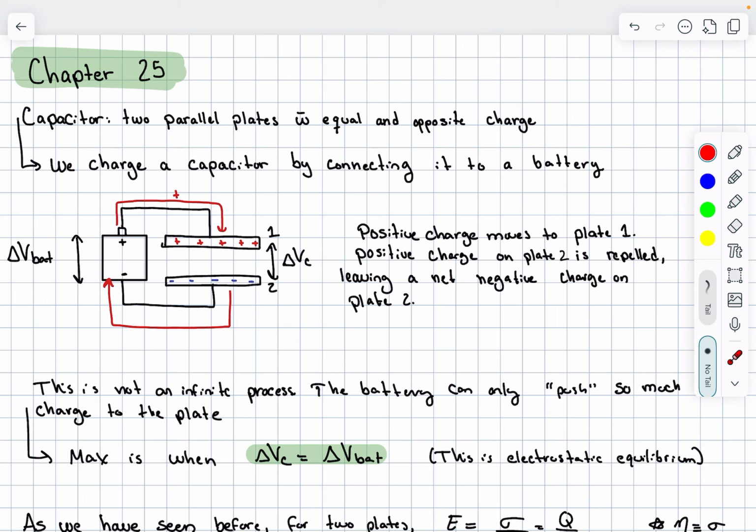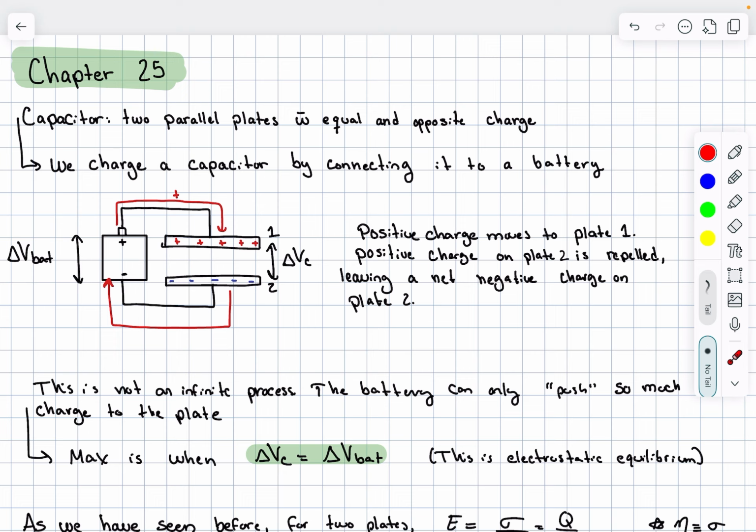And the idea is that we can hook it up to a battery, where a battery has a positive terminal and it has a negative terminal. Between the two terminals, we're going to have a potential difference, right? I should say between the two terminals, we have a potential difference that we're going to call delta V battery.